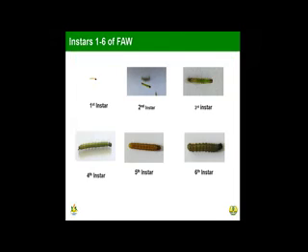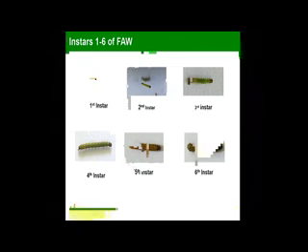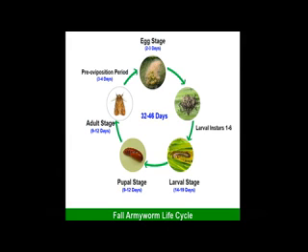These are the pictures we received from the lab. First instar, second, third, fourth, fifth, and sixth. And this is the larval laboratory condition. Egg stage 2 to 3 days, larval instars 1 to 6, the larval stage lasts 14 to 19 days, pupal stage 9 to 12 days, and adult stage 9 to 12 days.